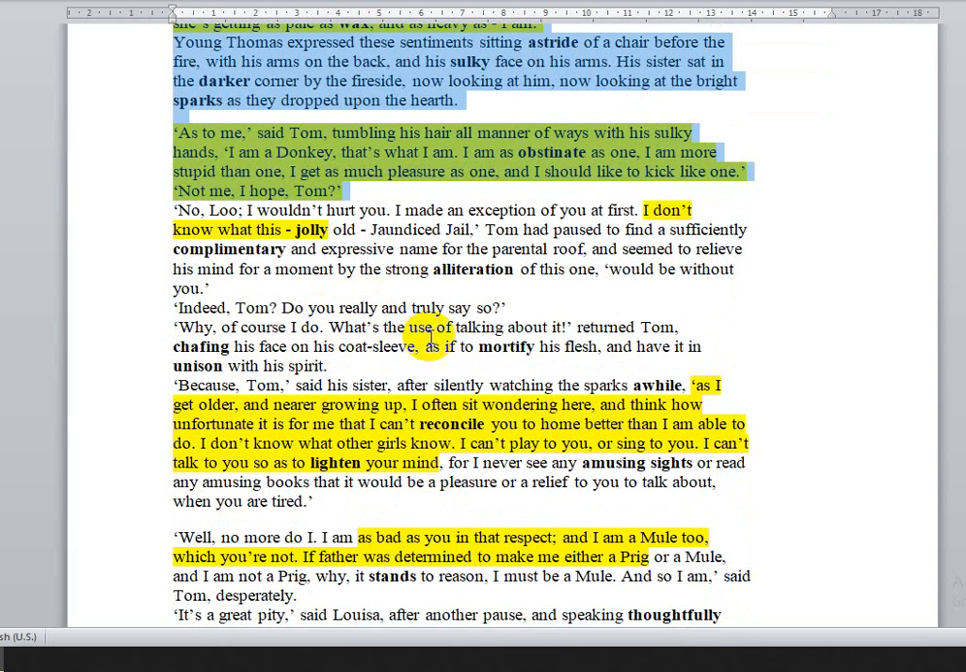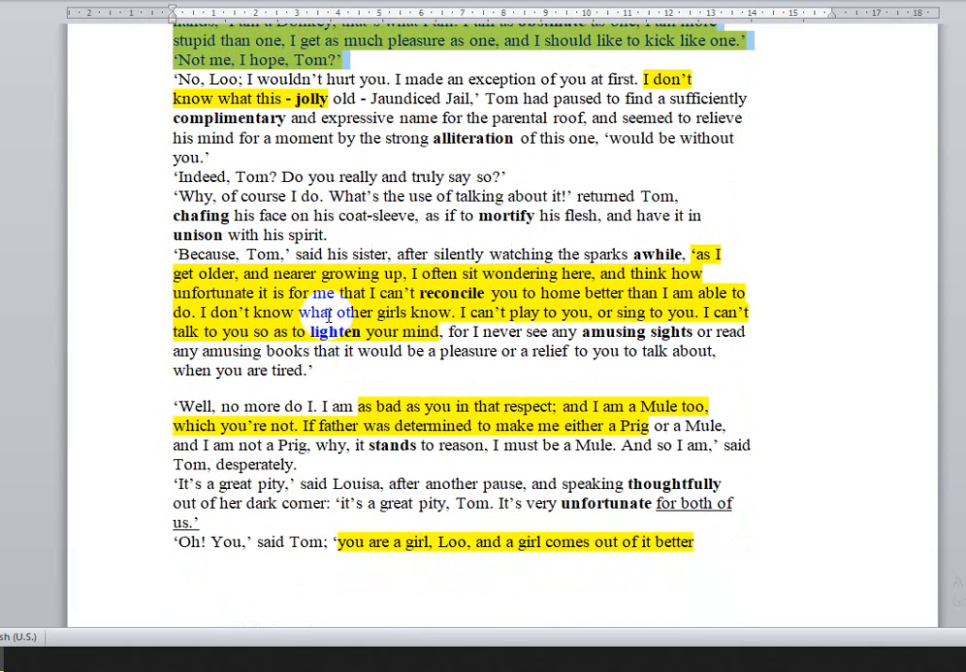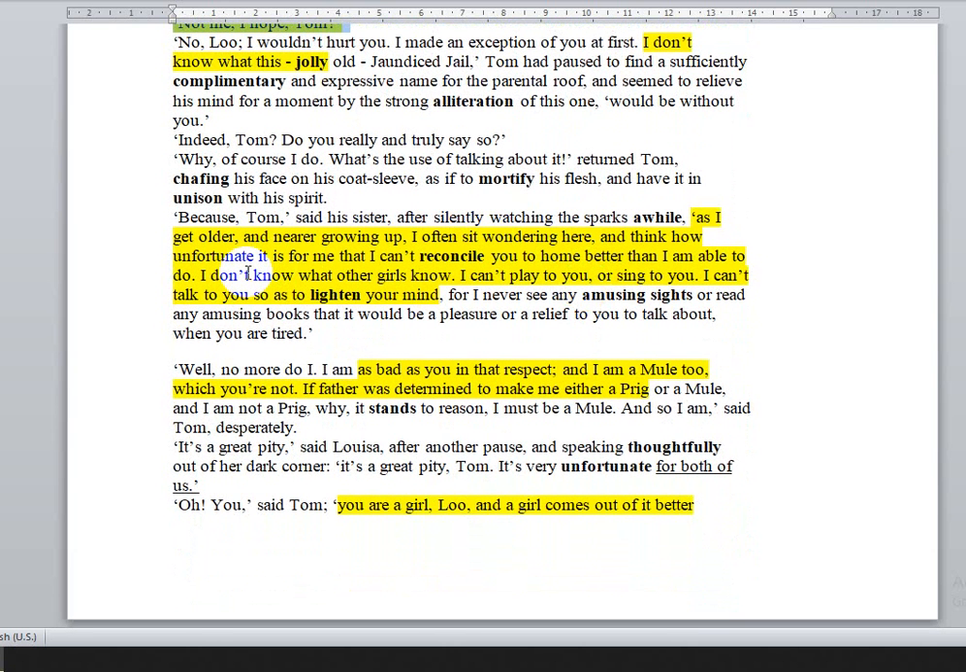Indeed, Tom, do you really and truly say so? Why, of course I do. What's the use of talking about it? Pretend Tom. Because Tom, said his sister after silently watching the sparks a while, as I get older and nearer growing up, I often sit wandering here and think how unfortunate it is for me that I can't reconcile you to home better than I am able to do.